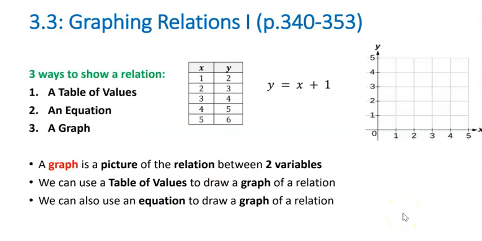As we discussed, there's 3 ways to show a relationship. First is a table of values between our x values and our y values. From that table of values, we can create an equation. We can also create a visual called a graph. And a graph is just a picture of the relationship between the 2 variables, between x and y. We can use the table of values to draw the graph, or we could also even use an equation to draw a graph of a relation.